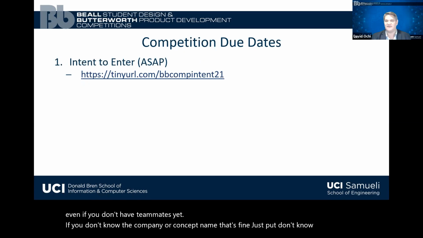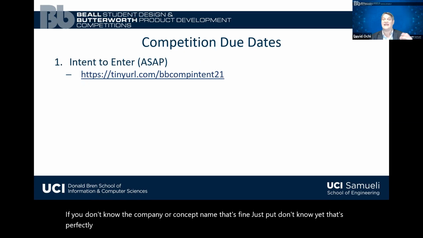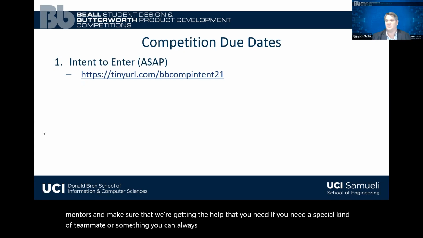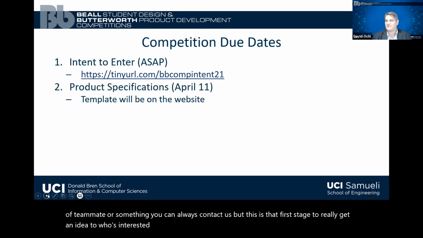That's perfectly fine, right? What we're doing is just getting an idea because we need to allocate mentors and make sure that we're getting the help that you need. If you need a special kind of teammate or something, you can always contact us. But this is that first stage to really get an idea as to who's interested and at what level.